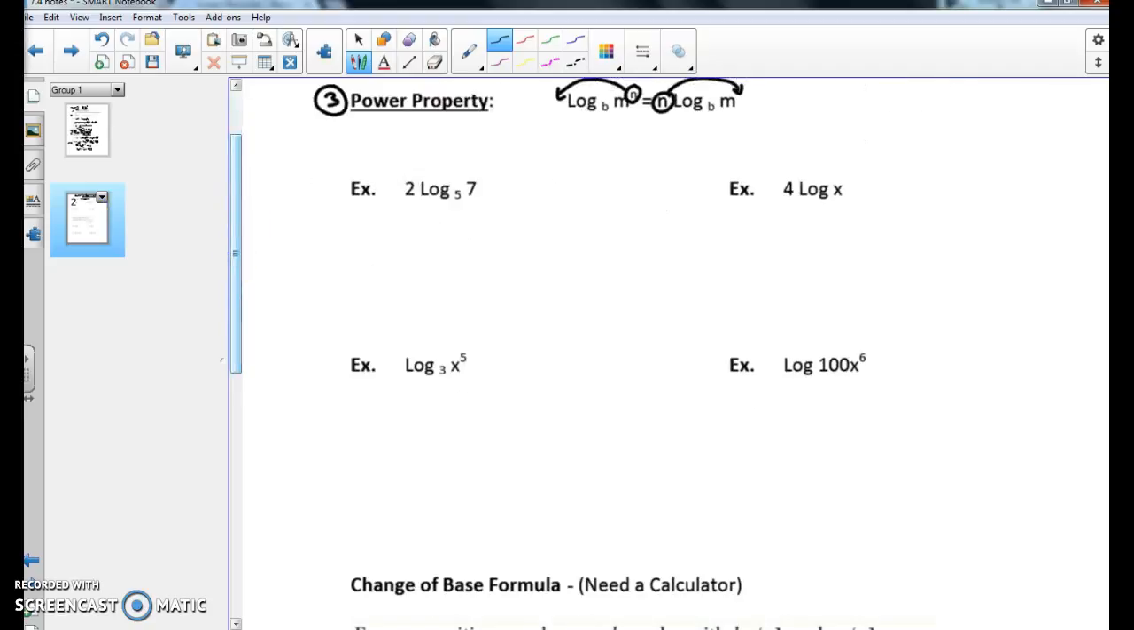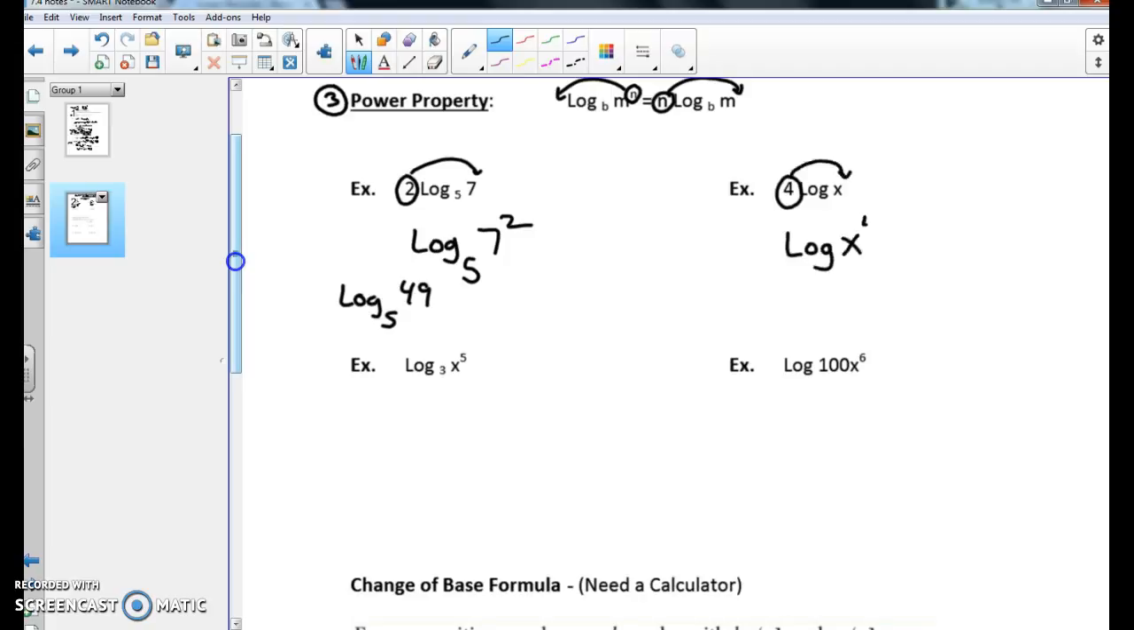Check out the first example. We have 2 log base 5 of 7. So my number in front here, that 2, that can go up to exponent land, and that expression is equivalent to this, log base 5 of 7 squared, which is log base 5 of 49. Okay. Next example, 4 log x. I have a number in front of the log. That 4 can become my exponent. So this becomes log x to the 4th.